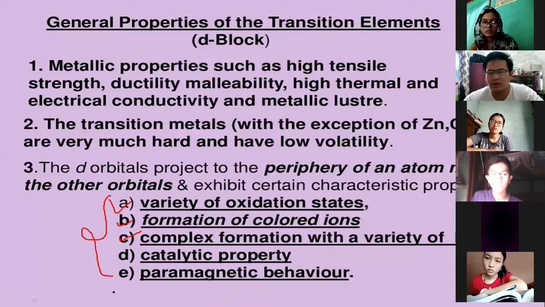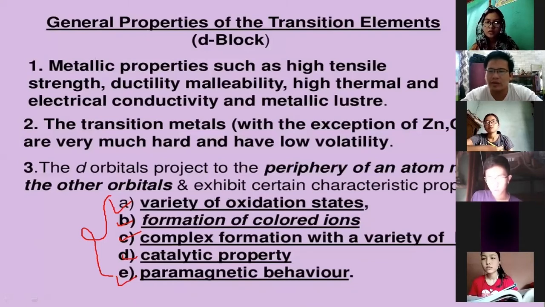Complex formation, catalytic property, and paramagnetic behavior. Catalytic property: for example divanadium pentoxide, manganese dioxide, iron oxide, chromium oxide, copper chloride. Many of them form catalysts, so they have the ability to form catalysts.